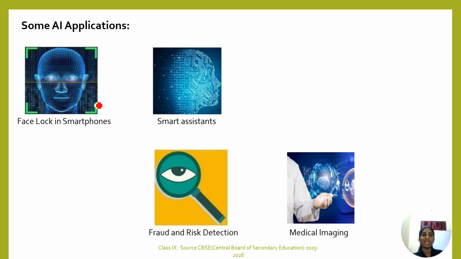So it is one of the AI applications which we use in our day-to-day life in our smartphones. That is number one. And second is smart assistants. Smart assistants are nothing but when we use Amazon Alexa or Apple Siri, when we are trying to use these kinds of AI assistants.